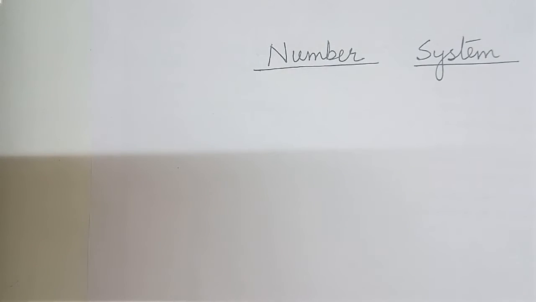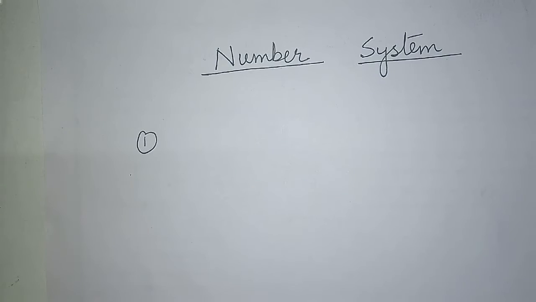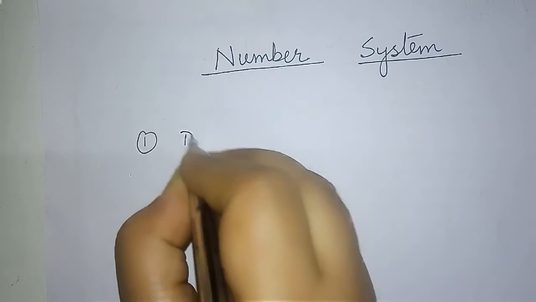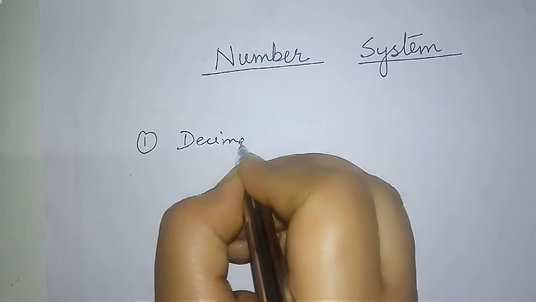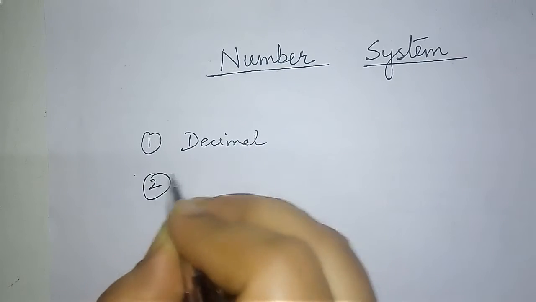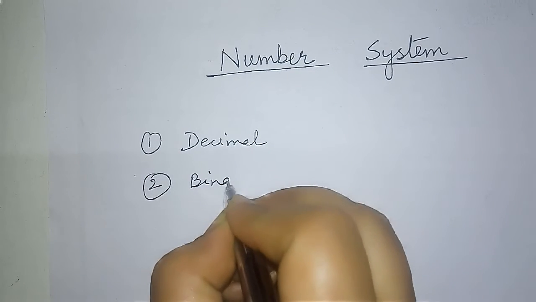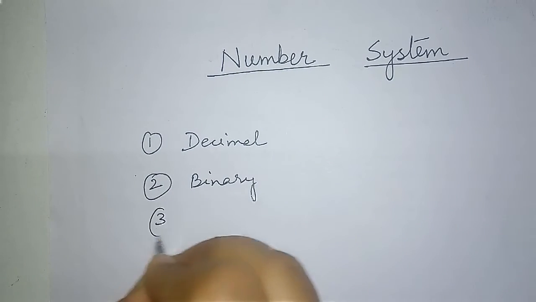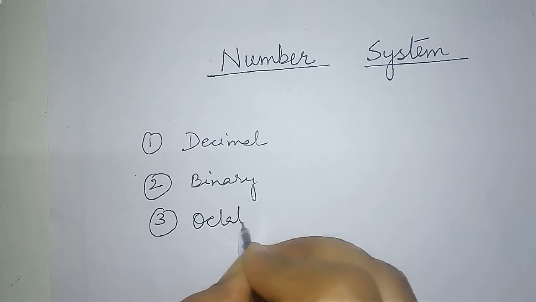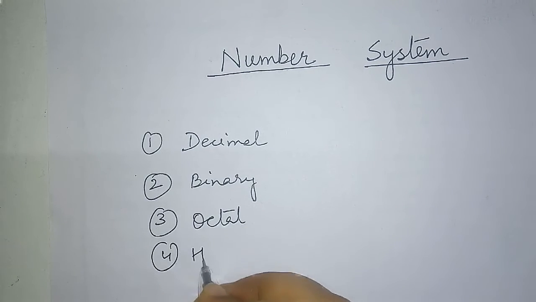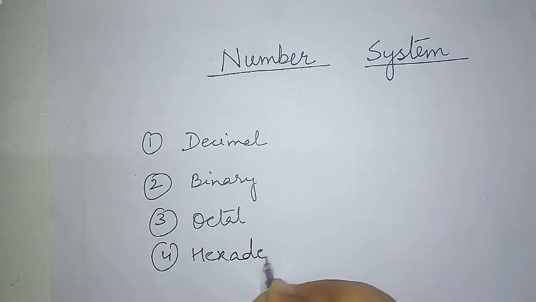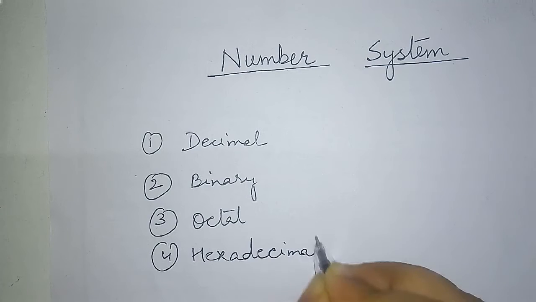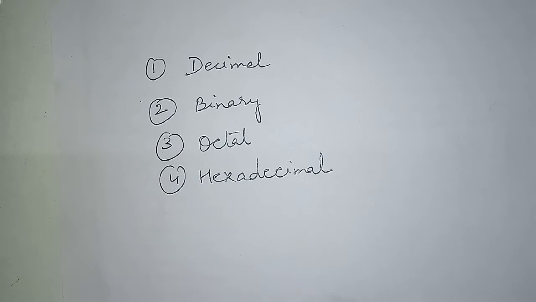In digital representation, we use 4 types of number systems. First, decimal number system. Second, binary number system. Third, octal number system. And fourth, hexadecimal number system. To begin with, we are going to take the topic decimal number system.